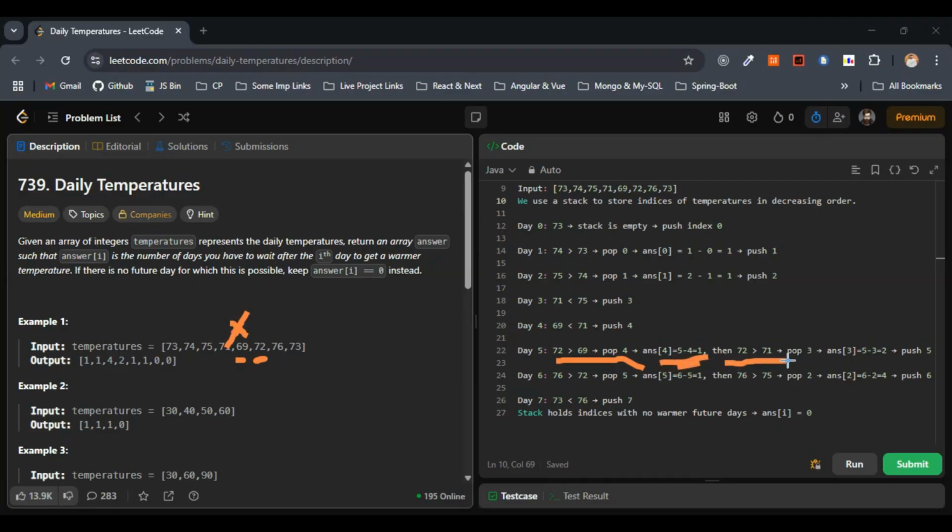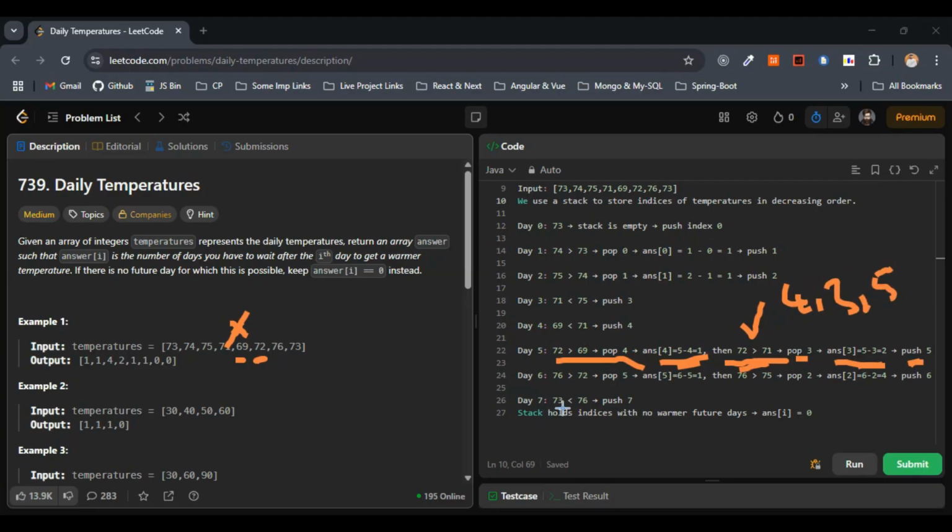Then 72 is greater than 71. The same step will carry on with this one, and the same will be done for the further steps also. 72 is greater than 71, right? So we will pop 3. Here again we'll do the same calculation. Answer of 3 equals 5 minus 3 equals 2. We'll push 5 here in this case. So 4, 3 and 5 in this step.